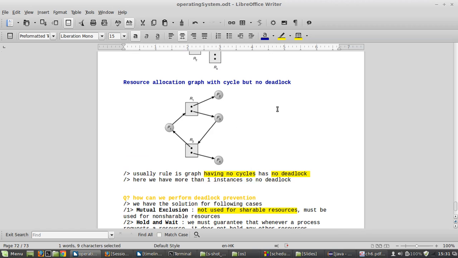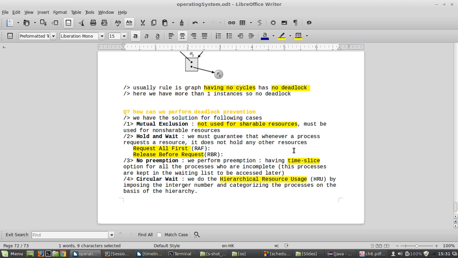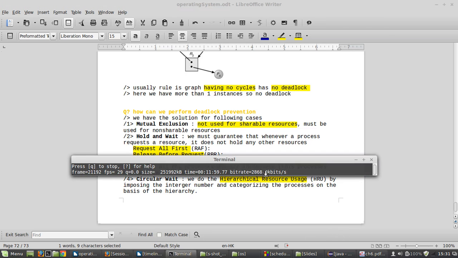So this was all about deadlock, and this was all about our last session of operating system concepts, and we will continue with much more on programming concepts later on in our upcoming new session.